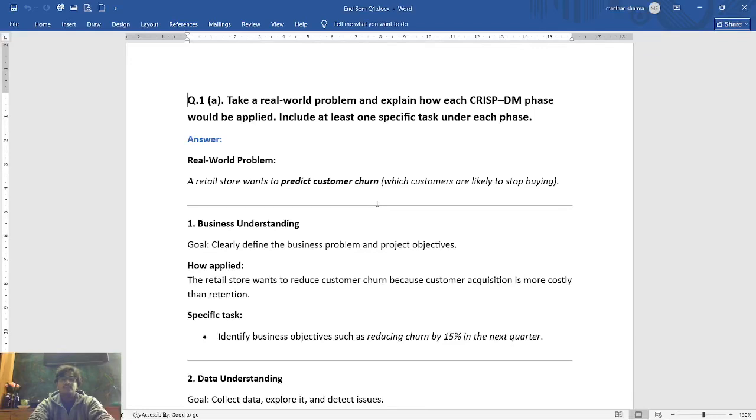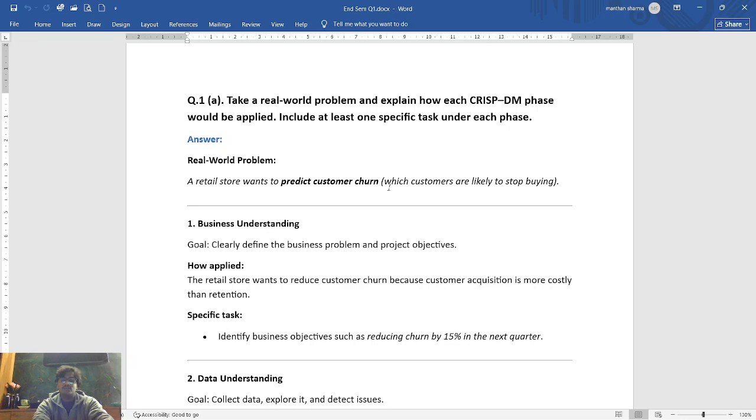First question is as follows. Take a real world problem and explain how each CRISP-DM phase would be applied. Include at least one specific task under each phase. So let's take a real world example of that. Imagine a retail store wants to predict customer churn. Basically, which customers are likely to stop buying from a store, or retaining customers is cheaper than getting new ones. So the business wants to reduce the churn by at least 15%.